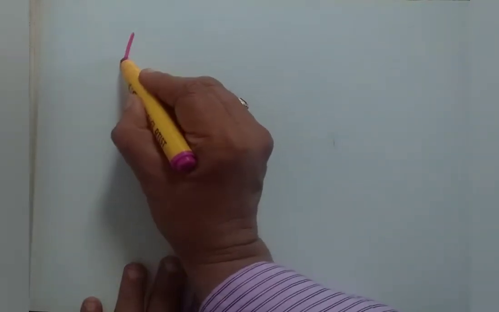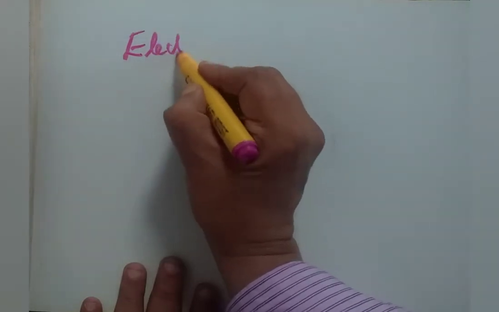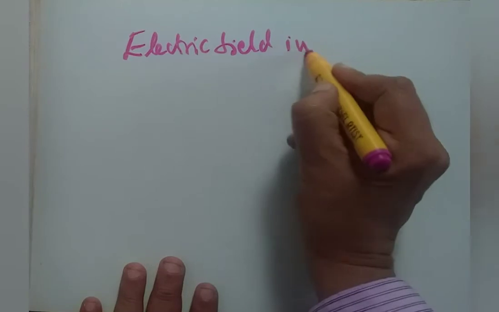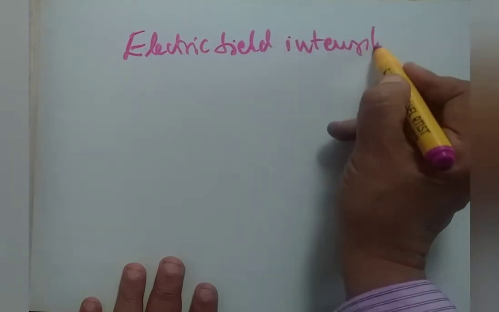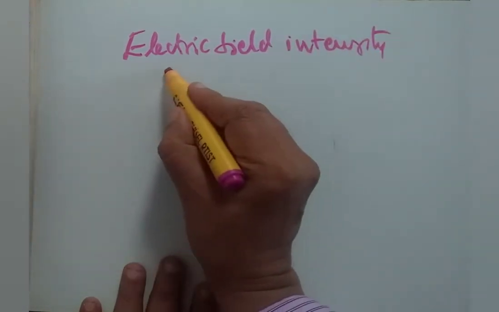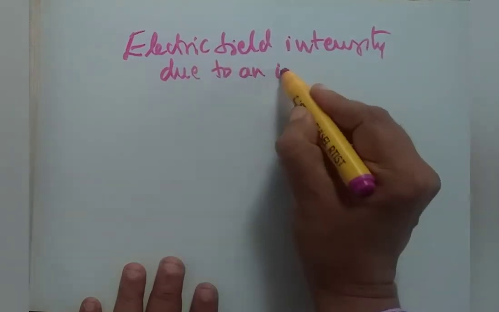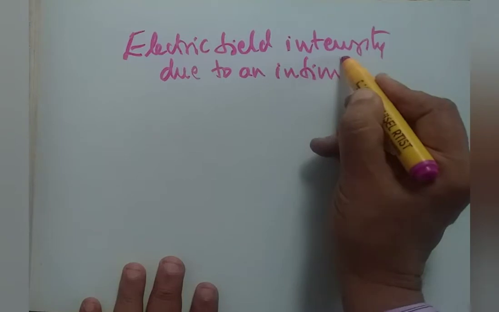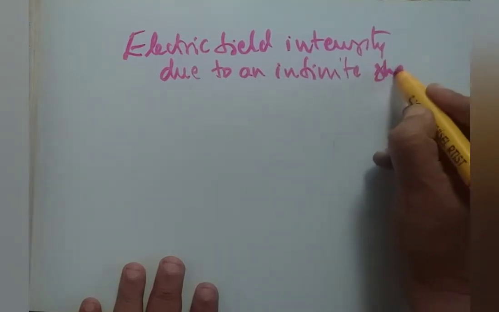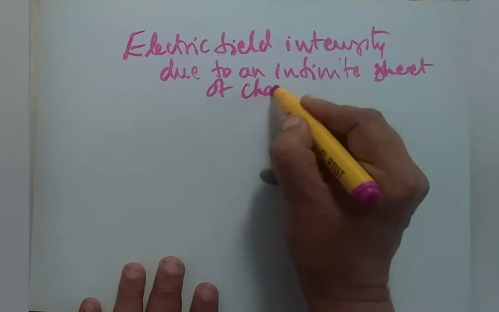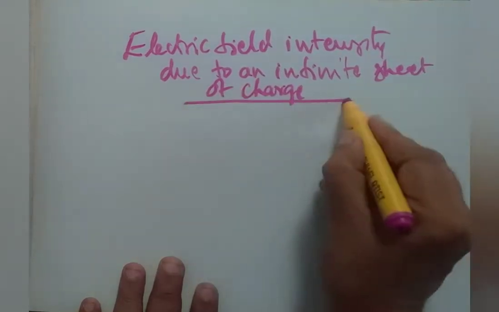I write the heading first: electric field intensity due to an infinite sheet of charge. Infinite sheet of charge.